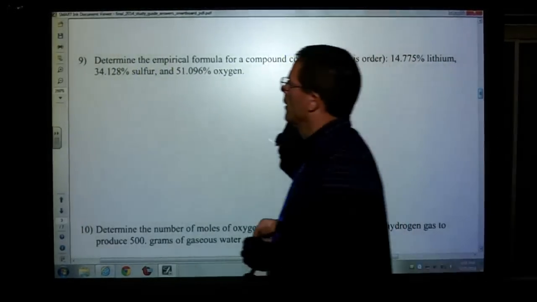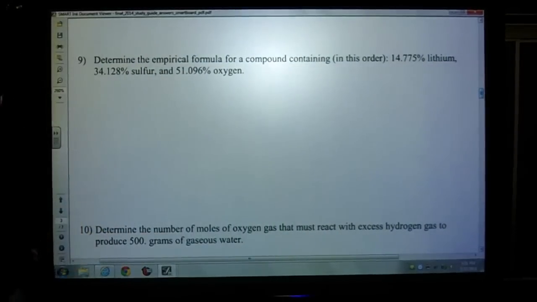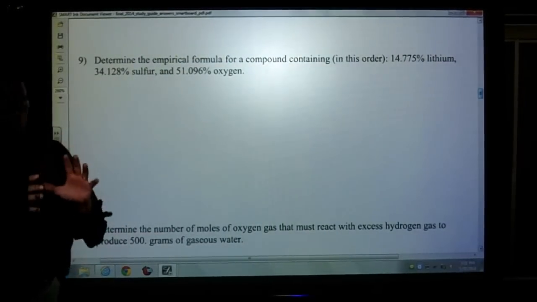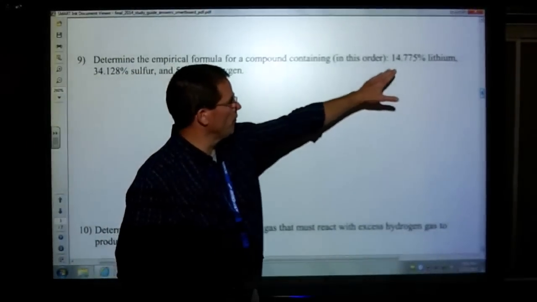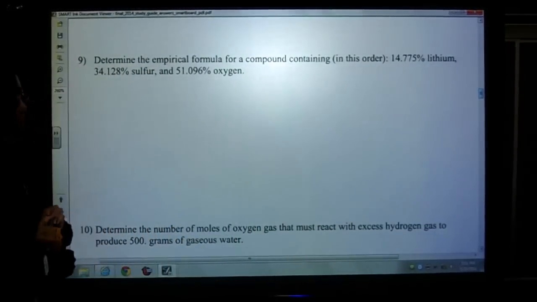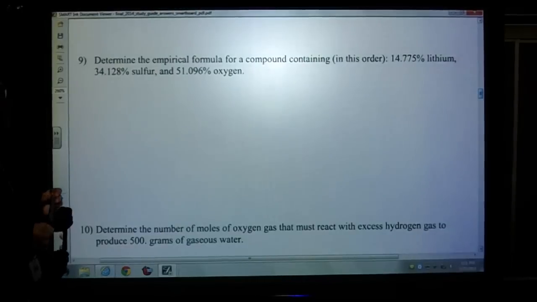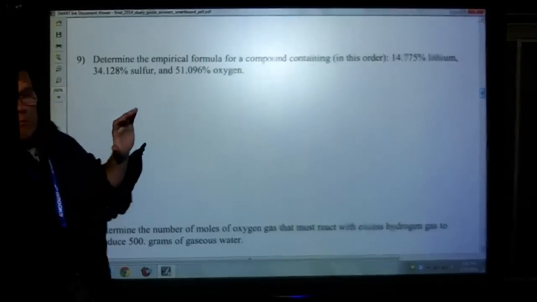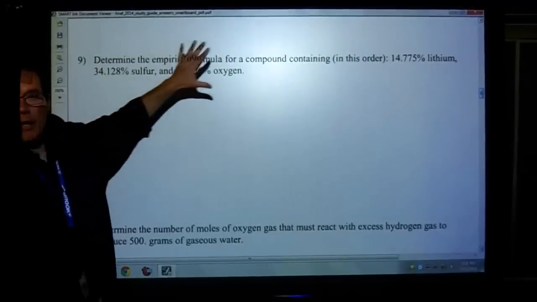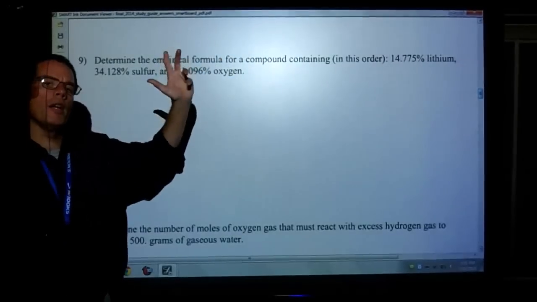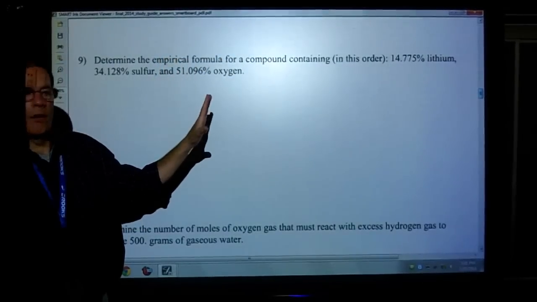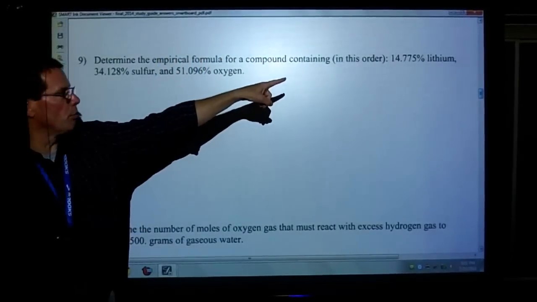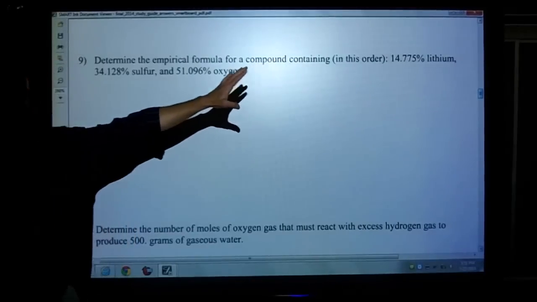Number 9. Determine the empirical formula for a compound containing, in this order, 14.775% lithium, 34.128% sulfur, and 51.096% oxygen. Now, I didn't give you a mass amount like I did on the last one, but if I did, ignore the mass amount. Strictly look at these percentages and pretend that you have a 100 gram sample.